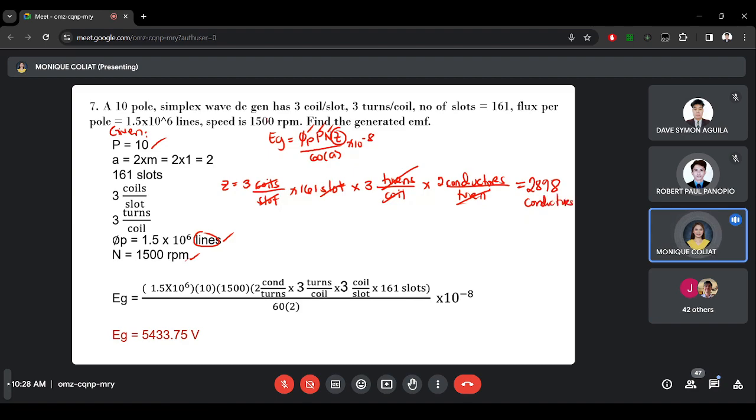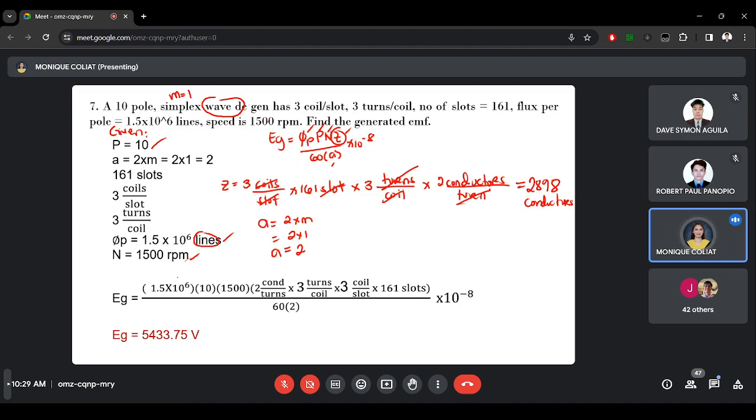Okay, so that is our Z. How about A? A is equal to 2M because it is a wave winding. And it is simplex, so M is equal to 1. So this one will be 2 times 1, and your A is 2. So we have A. Okay, so substitute everything in your formula.